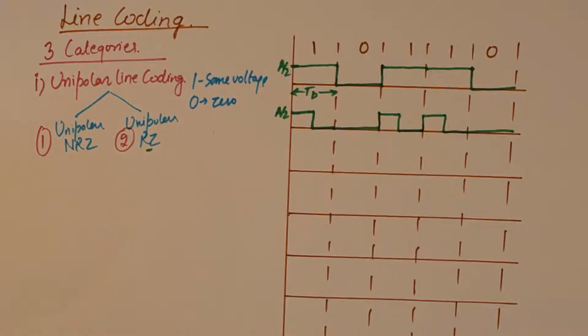Unipolar means that out of the 2 bits, only 1 is polar. In other words, 1 has some polarity, and that polarity in our case is a positive A by 2 voltage level assigned to 1.